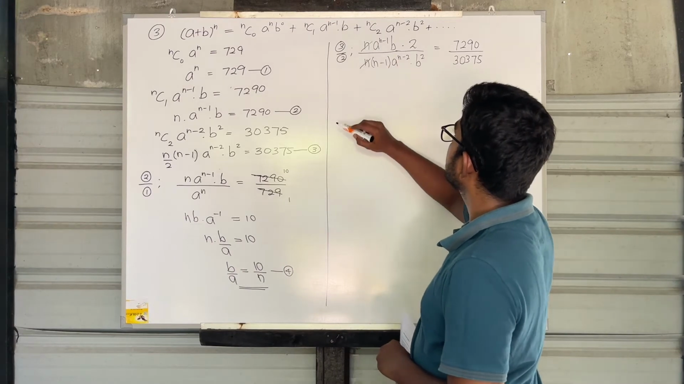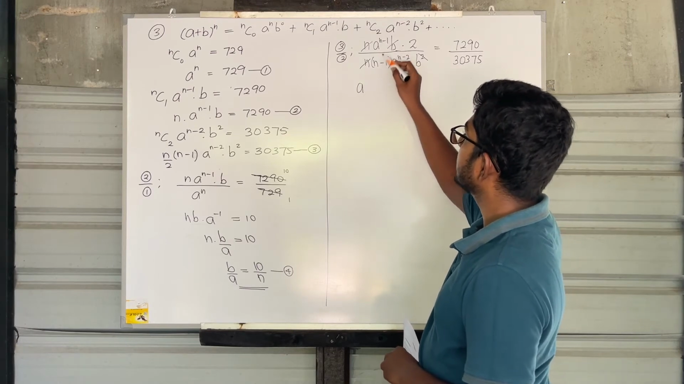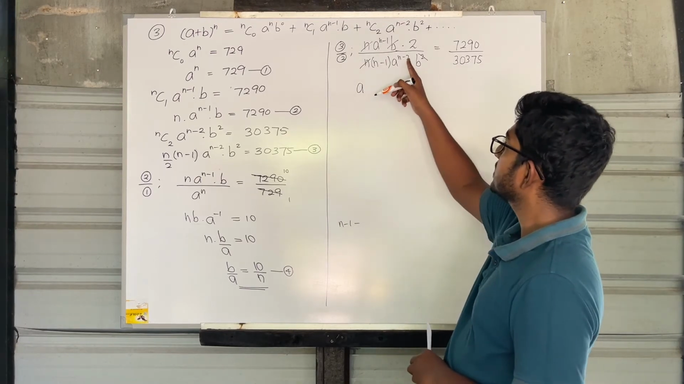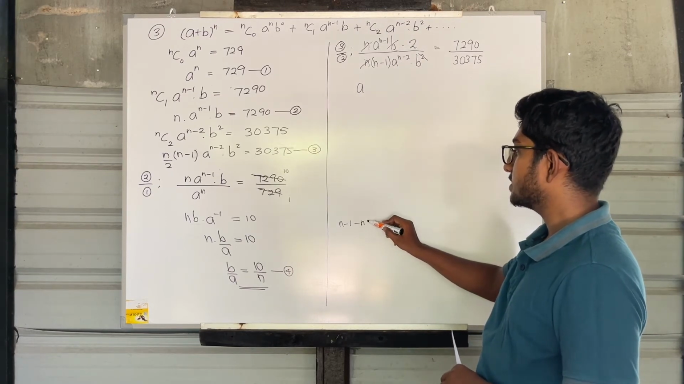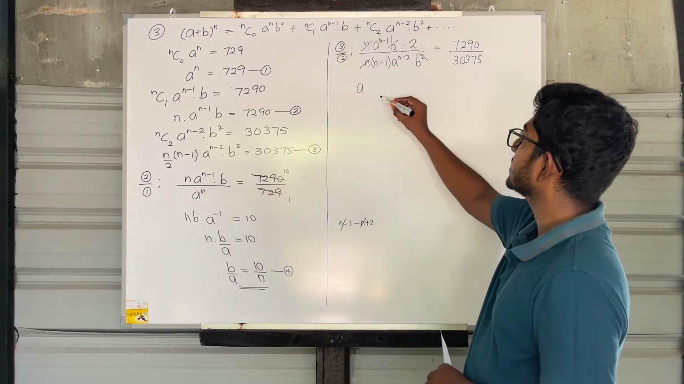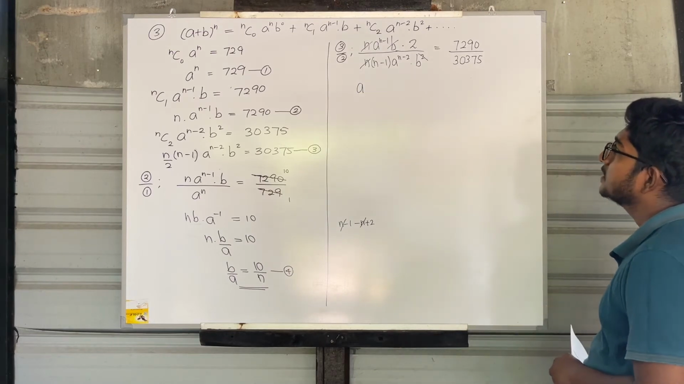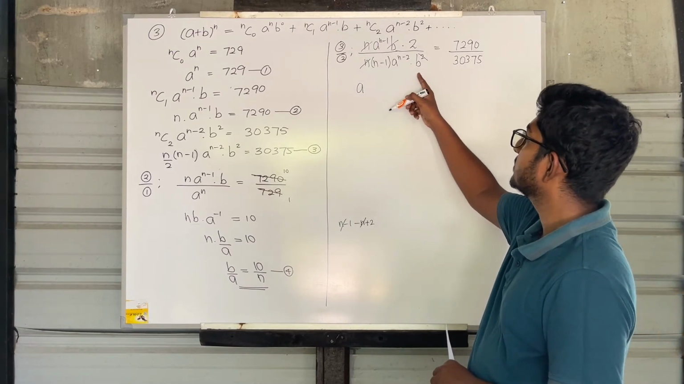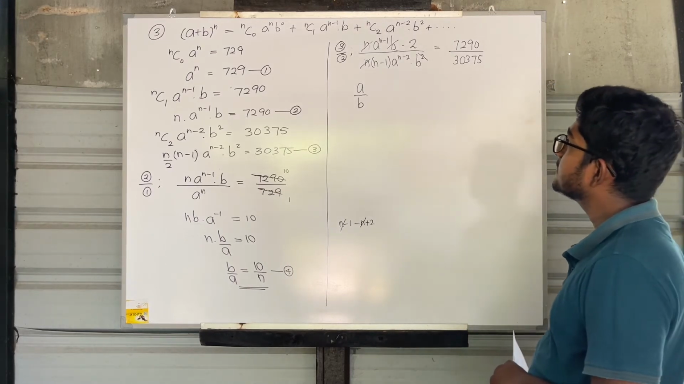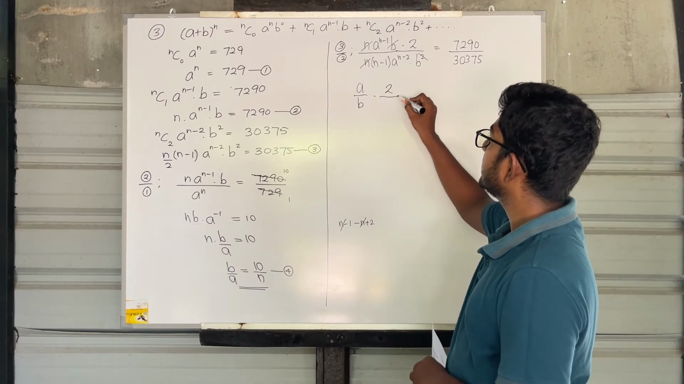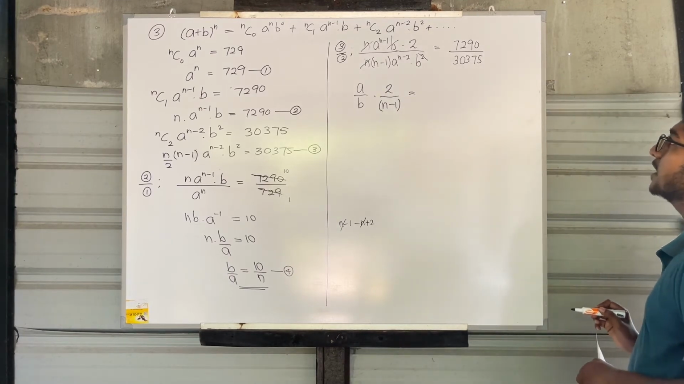n get cancelled. 1b get cancelled. A to the power n minus 1 minus this index is n minus 2. So minus times n minus 2 is minus n plus 2. n get cancelled. Here the answer we get is 1. So it is a. Then from this b term I can write b in denominator. Then here we have 2 in numerator, n minus 1 in denominator. We have to simplify this. Divide both by 5.